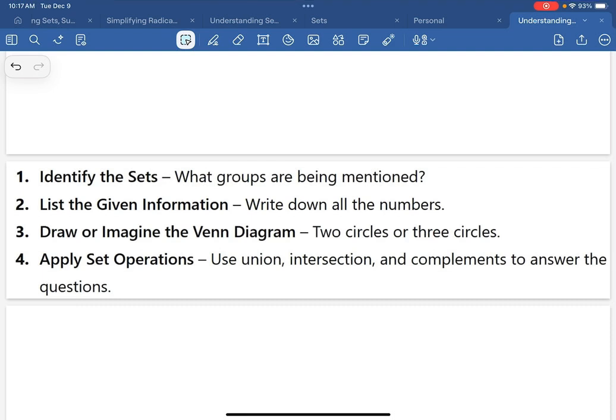Third one, draw or imagine the Venn diagram. Now, two circles or three circles. The last one, apply set operations. Use union, intersection, and complements if needed to answer the questions. Now, once you master these steps, no set problem will scare you again.